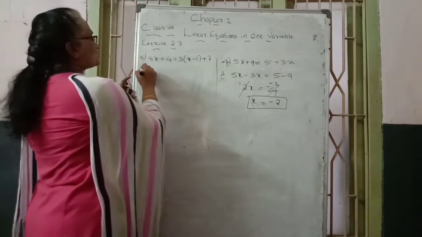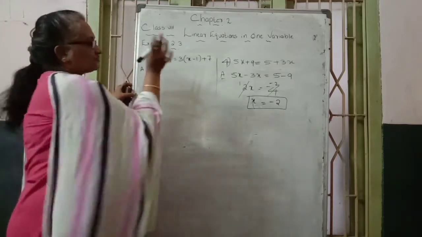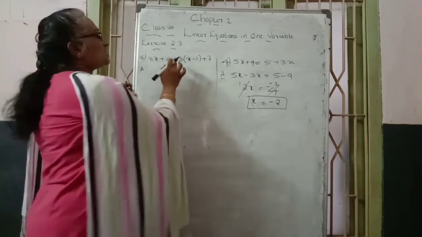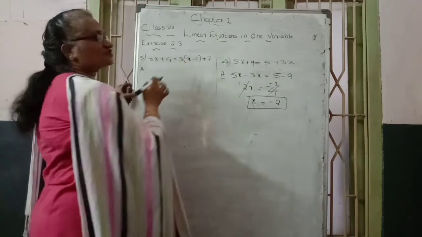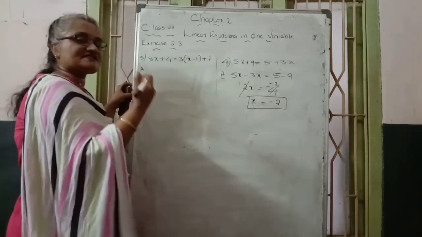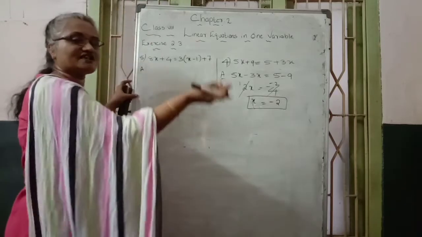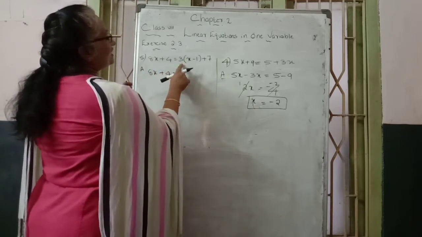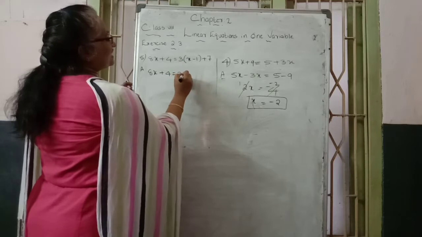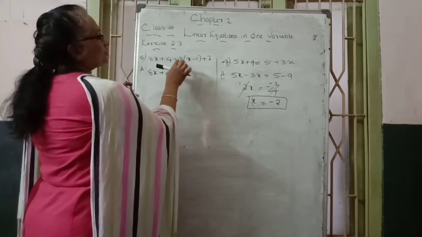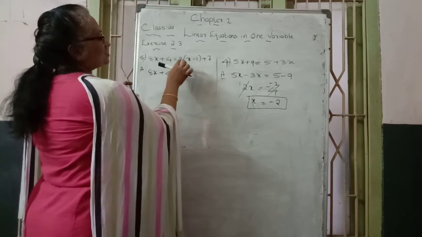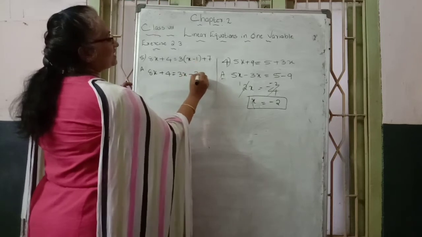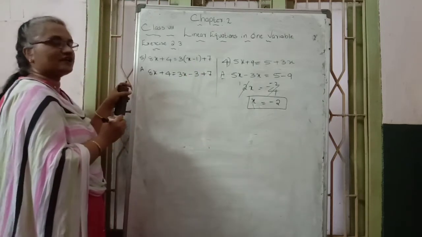First, how to solve this one? Note this carefully: first give preference to the calculation of the bracket. How to calculate the bracket? The outside number is multiplied with each number inside, and the bracket is opened. Then, second step, bring the x term to one side and send the constant term to the opposite side. So here, 8x plus 4 equals, opening the bracket, 3 into x becomes 3x, and we apply the distributive property, distributive multiplication over subtraction. 3 into x becomes 3x, minus 3 into 1 becomes minus 3, plus 7. In this way we do the calculation.